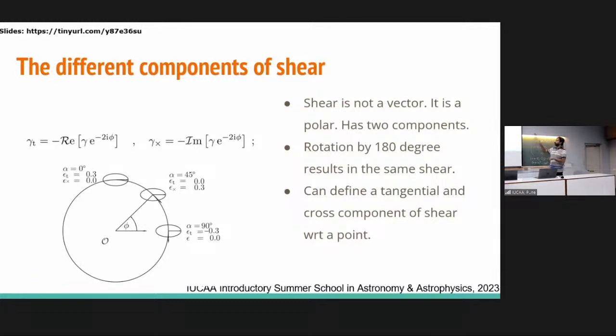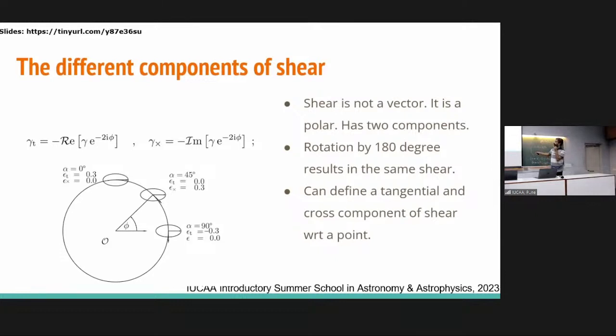So now, if you know this gamma t, you can do a simple average. You don't have to worry about your gammas being vectors and needing to average them properly. Instead, you can just average this gamma t along this circle to figure out what is the tangential distortion that has happened on these galaxies because of this mass distribution and so on.